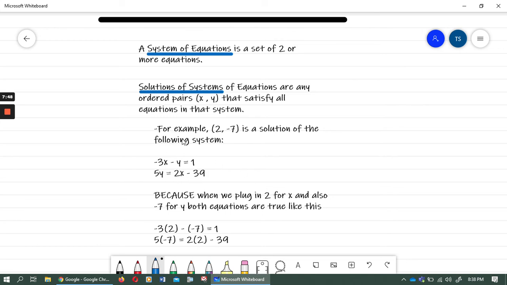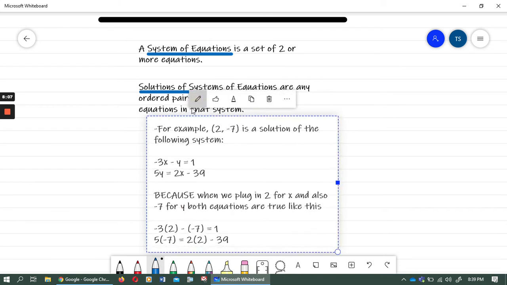All right, so guys, that ordered pair 2, -7 is a solution of this system because when we plug in 2 for the x value and also, of course, plugging in -7 for the y value, both equations are true. Both of the equations are true when we do that.